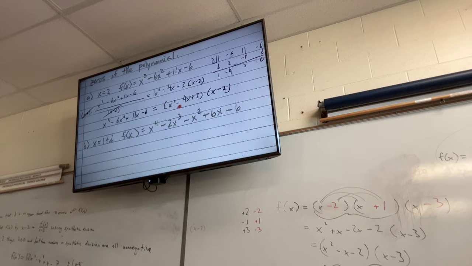Then can I factor this quadratic here? Factor that? Yeah, I can. So that'll give me x minus 2 on the right here. And that's a minus 3 and minus 1. Okay? Now look, our polynomial is factored all the way out. Seen that? Polynomial factored all the way out.